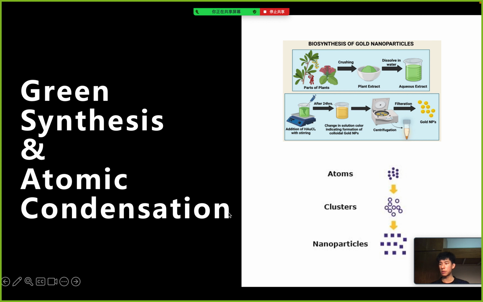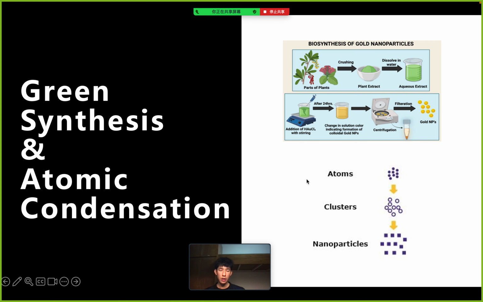And for bottom up, I'm going to introduce it more precisely in this area. There are three ways of synthesis. First of all, the physical approach, as you can see here. It's from atom to cluster, and clusters self-assemble into nanoparticles.